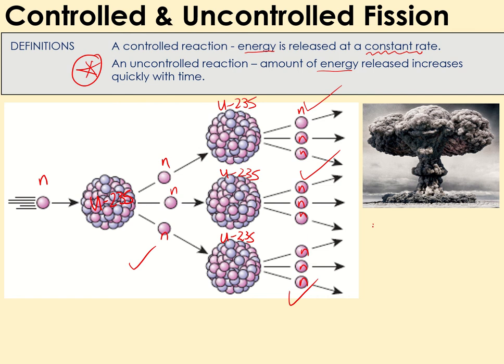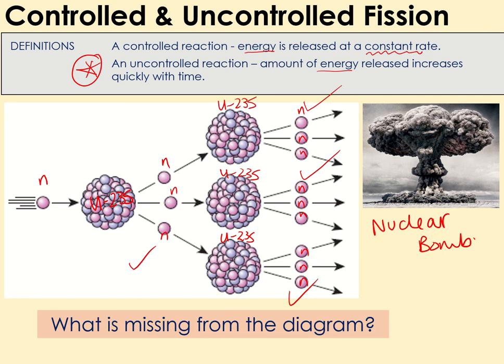Okay, so the use of uncontrolled fission is a nuclear bomb. Just to point out, the thing that is missing from that diagram is all the daughter nuclei. I haven't put them on because it just makes the diagram too confusing. So I've just drawn on the neutrons there and skipped the daughter nuclei.